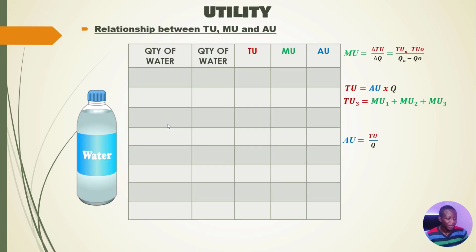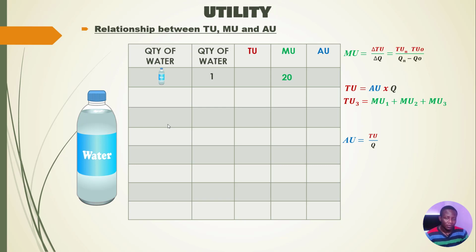Now, let's examine the relationship between total utility, marginal utility, and average utility. We are still sticking to our water example. For example, you came from PE class and you are very thirsty, so you asked a friend for water. A friend gave you one bottle of water and you took it. After you finished, you assigned a value of 20 to the satisfaction you derived from that first bottle of water. You said, okay, I liked it, so I'm assigning a value of 20 utils to it.